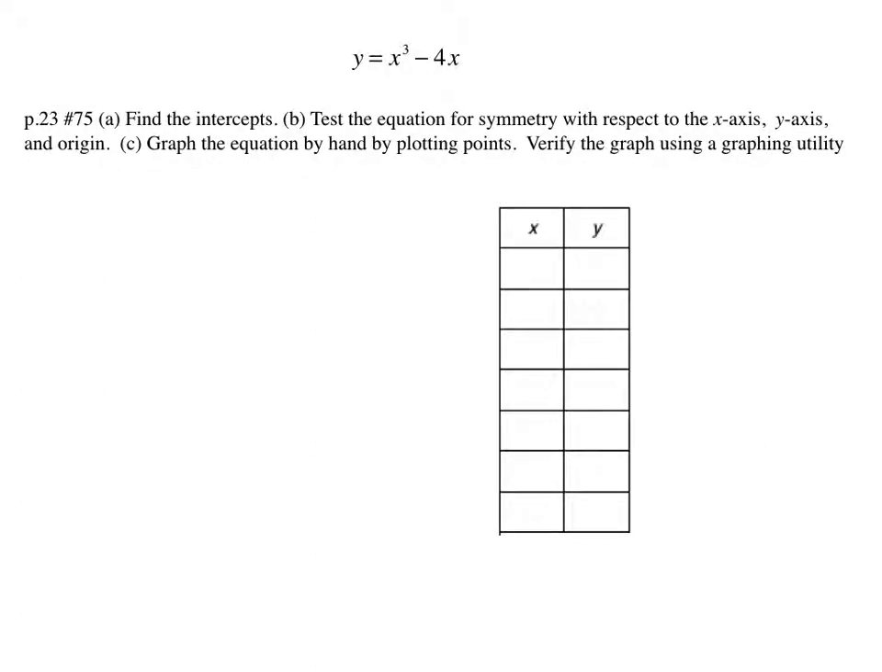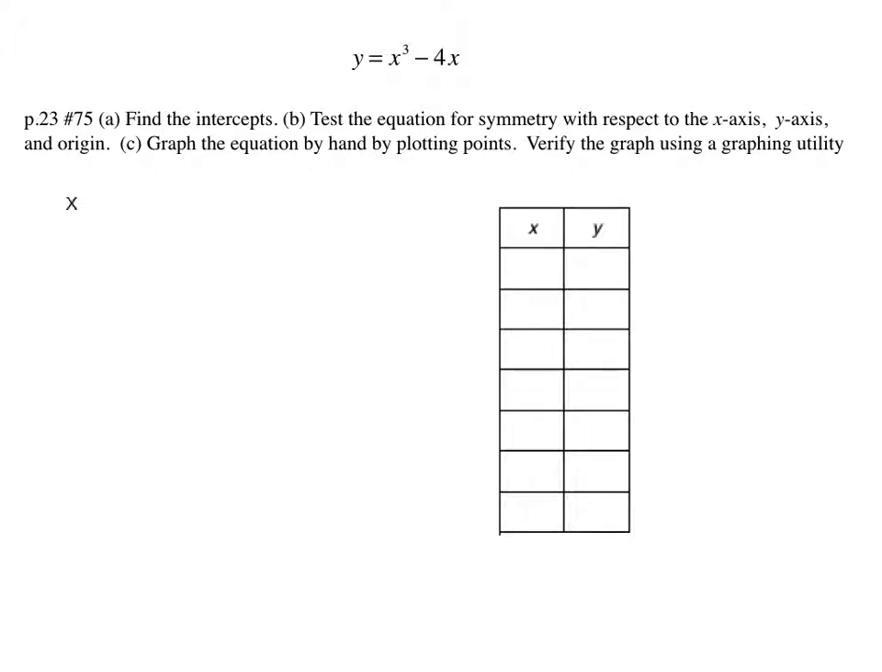Number 75, we're asked to graph a function, find the intercepts, and test the equation for symmetry with respect to the x-axis, y-axis, and origin. We're going to start by graphing the equation by hand. We're plotting some points, and then we'll check it with a graphing utility.